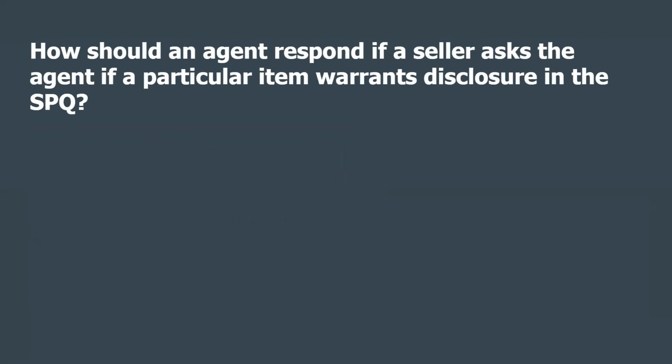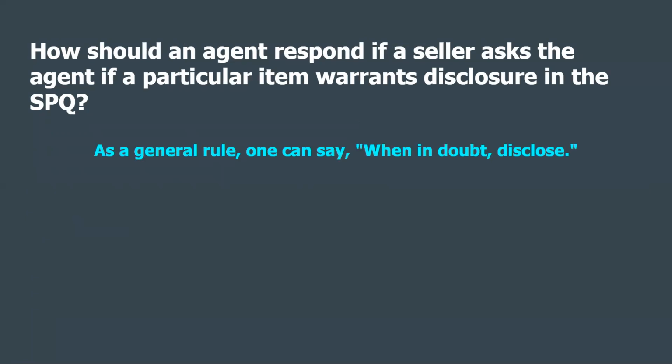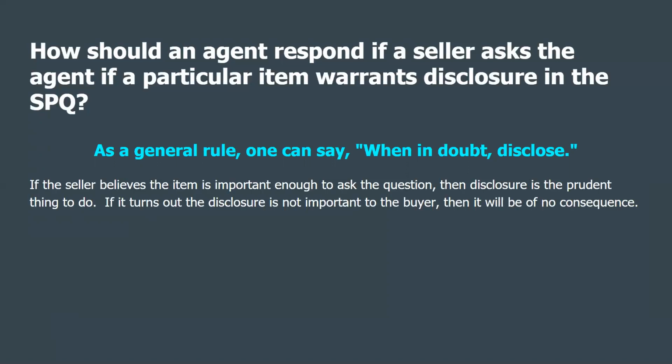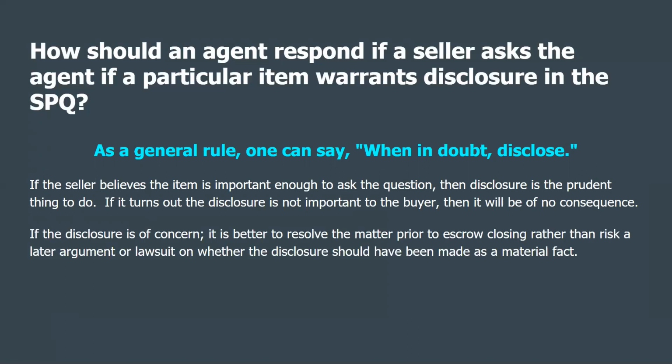How should an agent respond if a seller asks the agent if a particular item warrants disclosure in the SPQ? As a general rule, one can say, when in doubt, disclose. If the seller believes the item is important enough to ask the question, then disclosure is the prudent thing to do. If it turns out the disclosure is not important to the buyer, then it will be of no consequence. If the disclosure is of concern, it's better to resolve the matter prior to escrow closing rather than risk a later argument or lawsuit on whether the disclosure should have been made as a material fact.